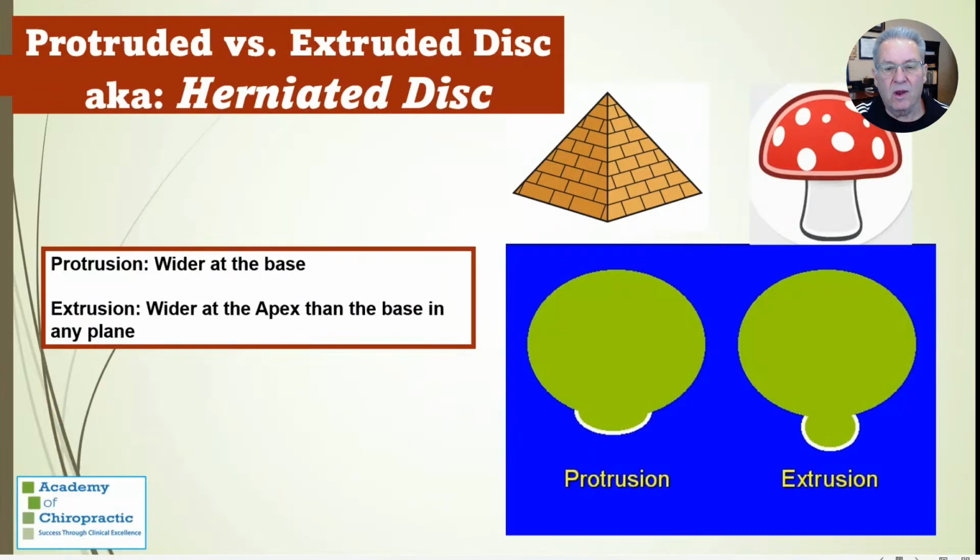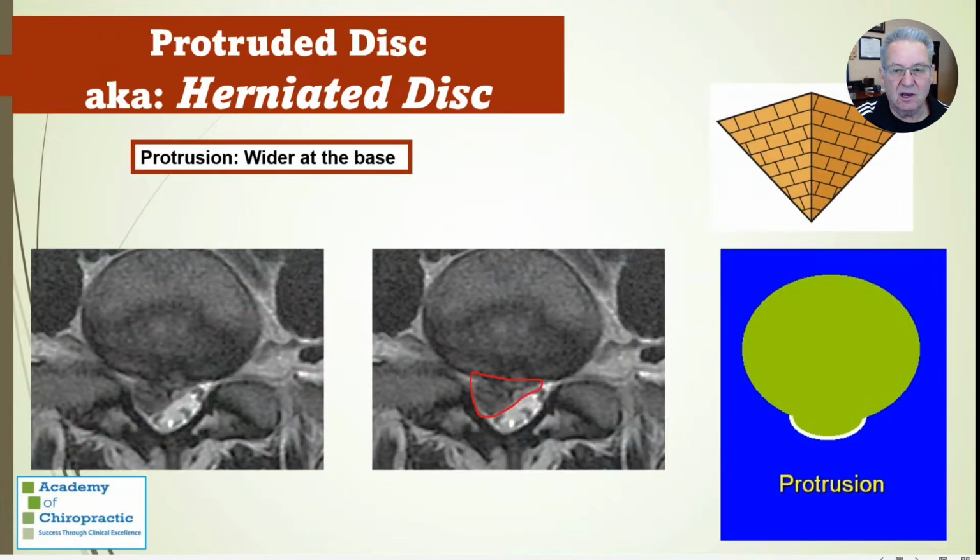Now, when we look at a protrusion, it is a herniation whose base is wider than the apex at any point, kind of like a pyramid. And an extrusion is a herniation whose apex is wider than the base at any point, kind of like a mushroom. So when we look and we see here the protrusion, the base is wider than the apex like a pyramid. So here's your herniation. This is a protrusion type herniation, and we could see the base is wider than the apex. Here's the base, here's the apex.